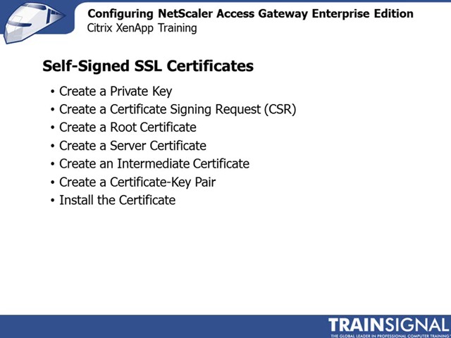Then we're going to create a certificate signing request, CSR. We're going to create a root certificate. We're going to create a server certificate, intermediate certificate. Then we're going to create 3 key pairs for the above. And then we're going to install the certificate on the Access Gateway, enable some of the SSL functionality on it as well.